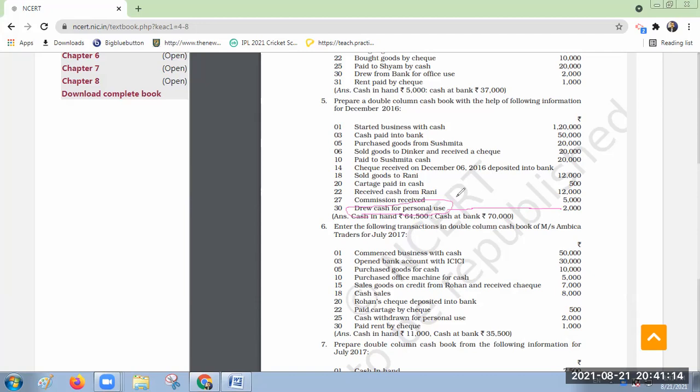Business entity. Very good. I mentioned, in a contra entry, only when you draw money from the bank for office use should you mention it. If nothing is mentioned, it means it is office use only. If personal use is clearly mentioned, it means it is for personal use. It is not a contra entry. Only in the bank column you will reduce. Drawings you will mention and you will reduce that.